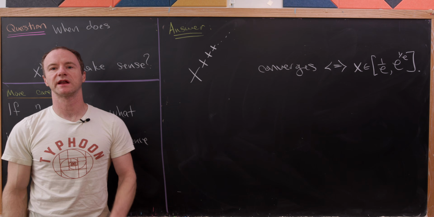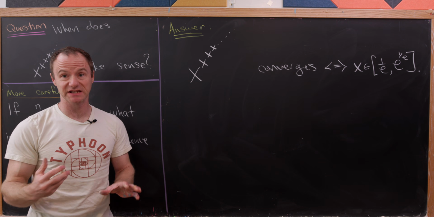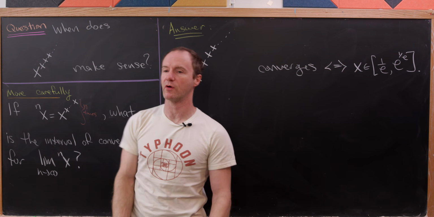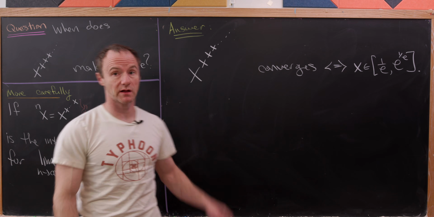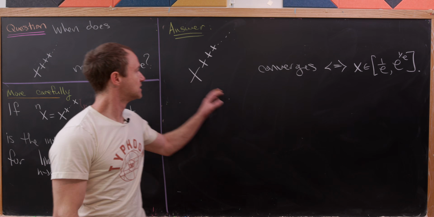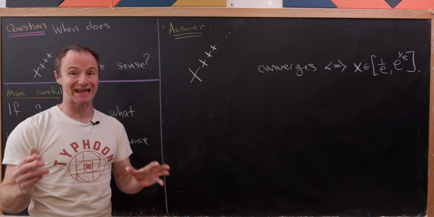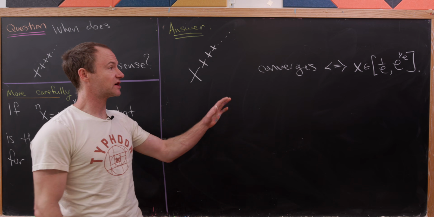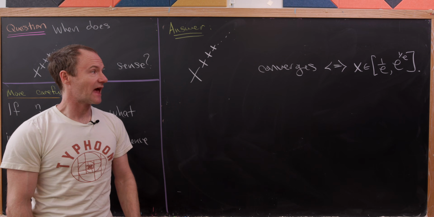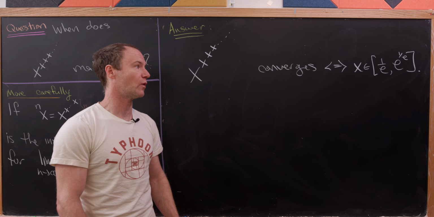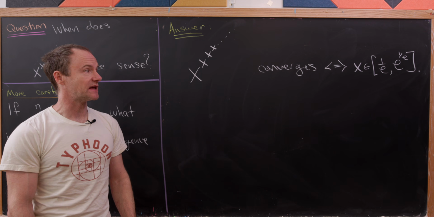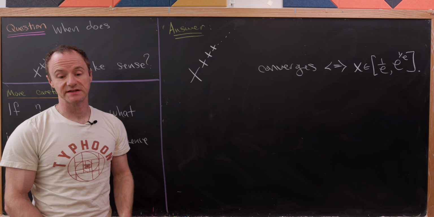Okay, so now we're ready to look at a summary of our exploration for this problem over here. And that would be an answer to our question. So x to the x to the x to the x to the x, so on and so forth, this infinite tetration of x, converges if and only if x is on this closed interval from 1 over e to the 1 over e. And that's a good place to stop.